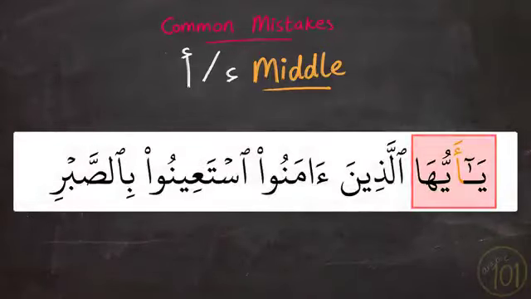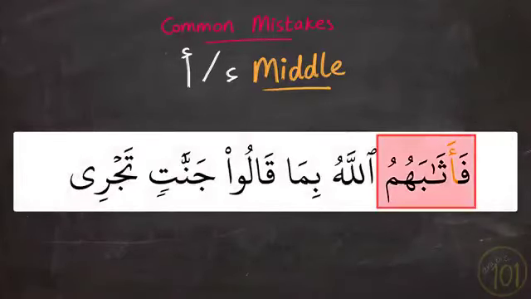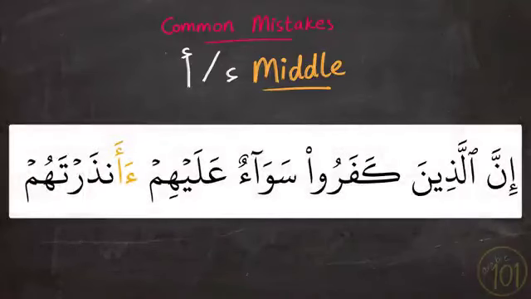يا أيها الذين آمنوا. So you have to show the hamza in this position. It has to sound like this. يا أيها الذين آمنوا. Another example. فَأَثَابَهُمُ اللَّهُ بِمَا قَالُوا. So it should be فَأَثَابَهُمُ اللَّهُ بِمَا قَالُوا. And pay extra attention if two hamzas follow one another, like in this example.